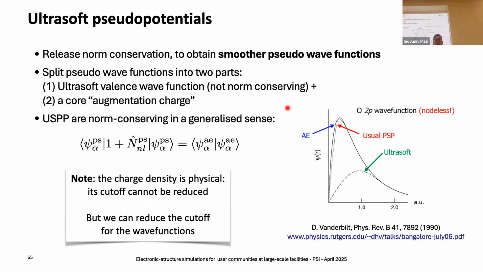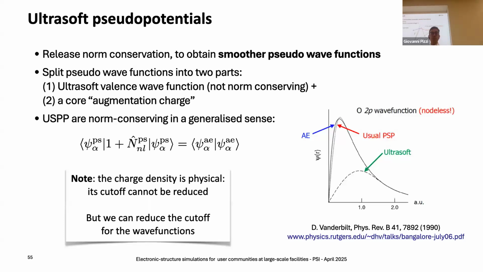The idea of Vanderbilt is that we do something called ultrasoft, where essentially we split the wave function in two parts: the ultrasoft wave function, which is smoother, plus a core augmentation charge. These objects are not normalized anymore, only in a general sense. You have to consider this augmentation charge, so the math and implementation are more complex. That's why sometimes you see codes not supporting ultrasoft pseudopotentials, because they have to write the algorithms in a much more complex way. But the advantage is that instead of a very peaked wave function, you have a smooth wave function, so you can go down in cutoff.